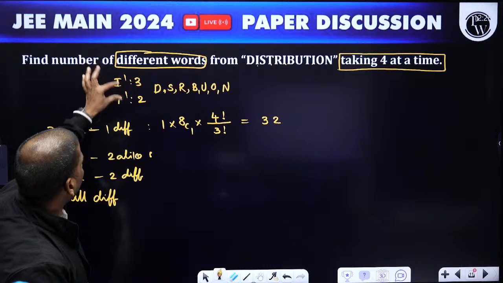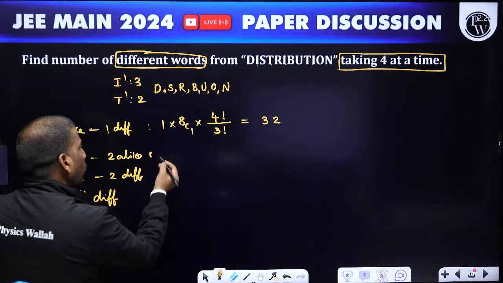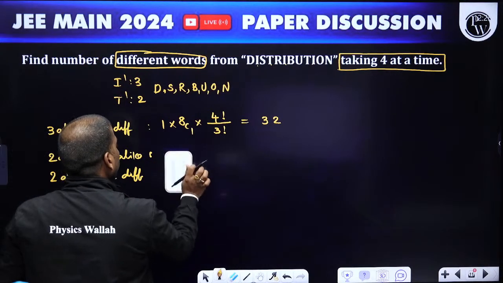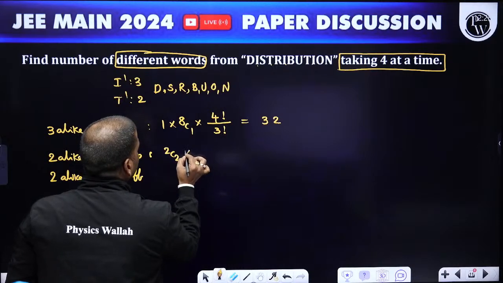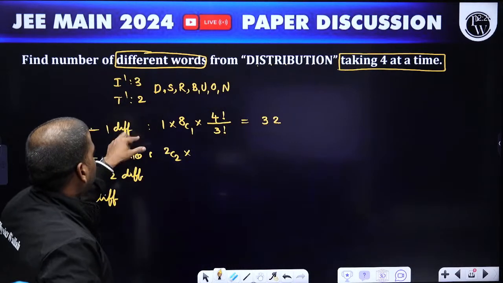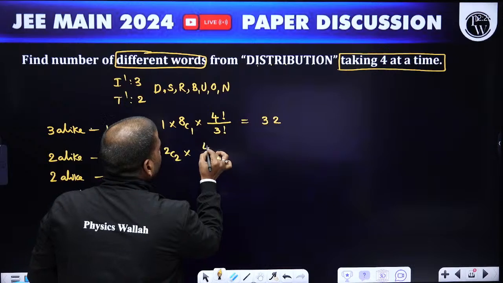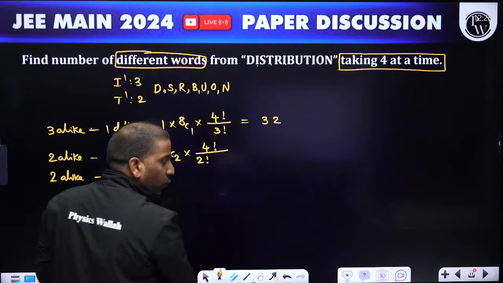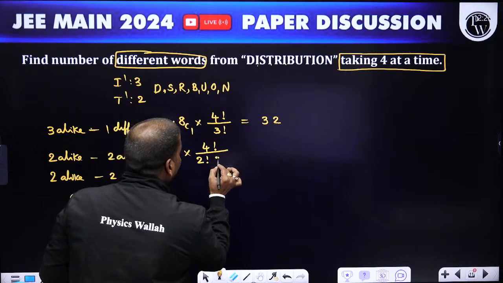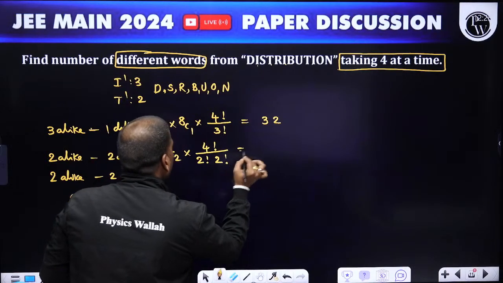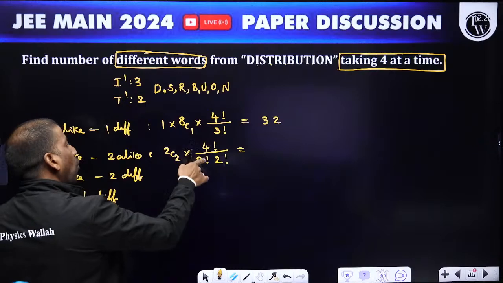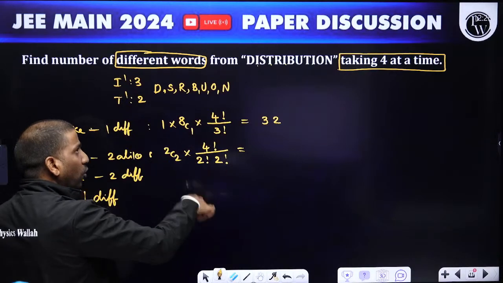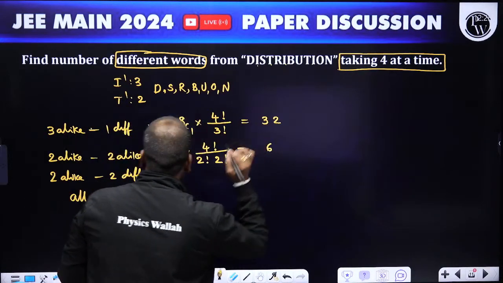So 2 alike means only 2 groups are there. We take both, so 2C2, that is what we will write. Next, now we have 4 letters, 4 factorial in which 2 are alike of one kind by 2 factorial, 2 are alike of another kind by 2 factorial. So 2C2 is 1, 4 factorial is 24, 24 by 4, that will become 6.